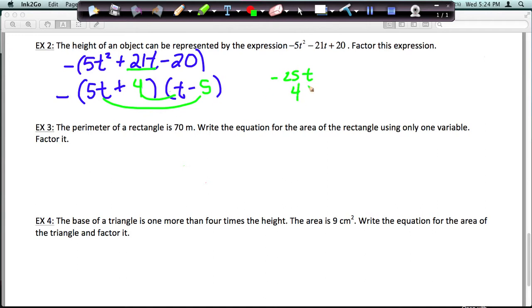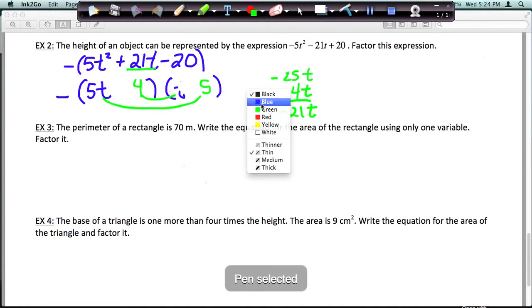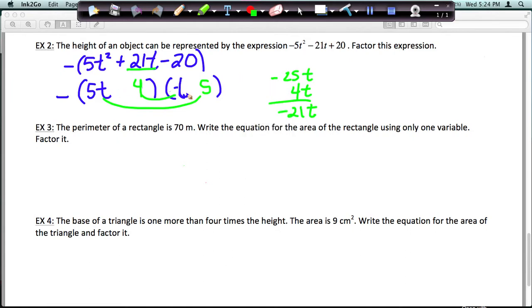positive 4t, and we add these, we get a negative 21t. So we haven't had this before. When you get the right number but the opposite sign, what that tells you is that your signs are wrong. So you have the right numbers but the wrong signs. So I need to switch this. So this should become a positive 5 and a negative 4. And then when I come over here, I'll have a positive 25, a negative 4, and that'll add to be a positive 21. And so now it's factored correctly.